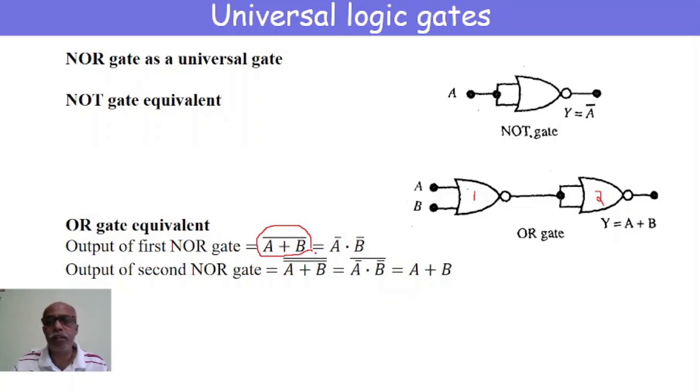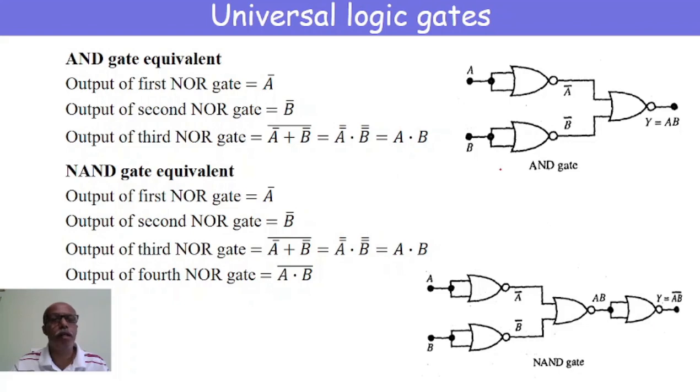And this is given to the input of the second NOR gate, whose output is the complement of complement A or B, that will be equal to the complement of complement A and complement B. That will be equal to A or B, which is the output of the OR gate. So we have obtained the output of the OR gate by making use of two inputs and two NOR gates.